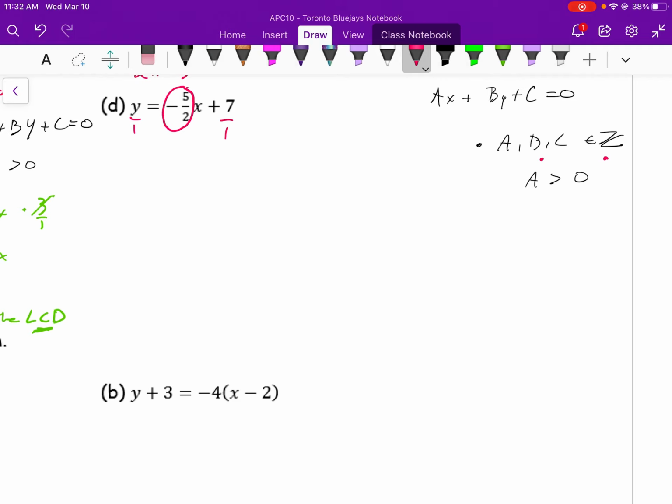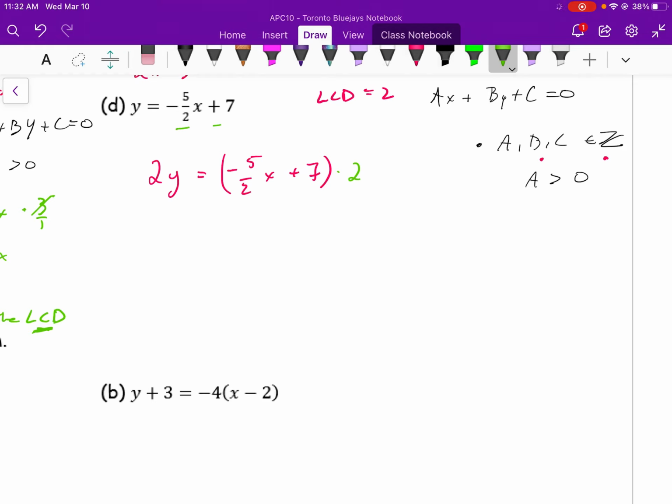So if I do this, what am I going to multiply both sides by? Well, my LCD is equal to 2. So I'm going to multiply both sides by 2. On the left-hand side, y times 2 is 2y. The right-hand side is a little bit more tricky, so I just simply slow down my thought process. There we have it. Times 2.